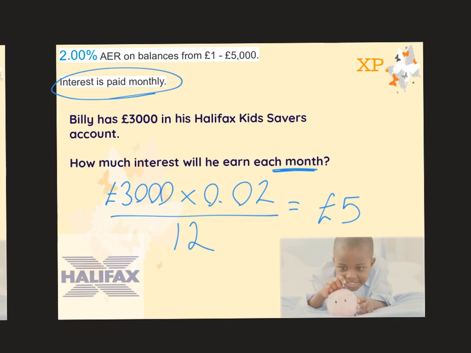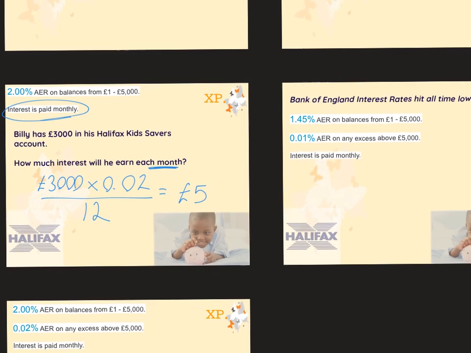It's a little bit more complicated than that because obviously after the first month you'd get £3,005, so then 2% of that is different. So it's a little bit more complicated, but for the purpose of what we're doing in the application, we're just going to stick to doing it this way.